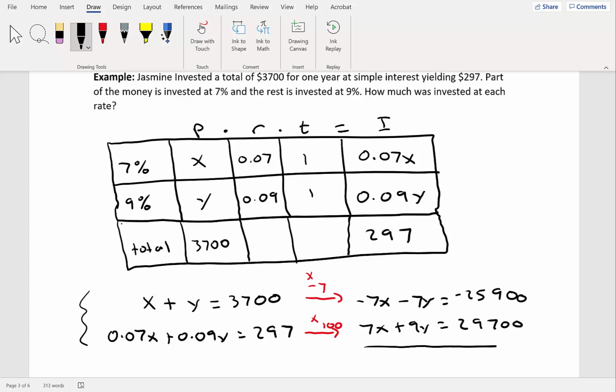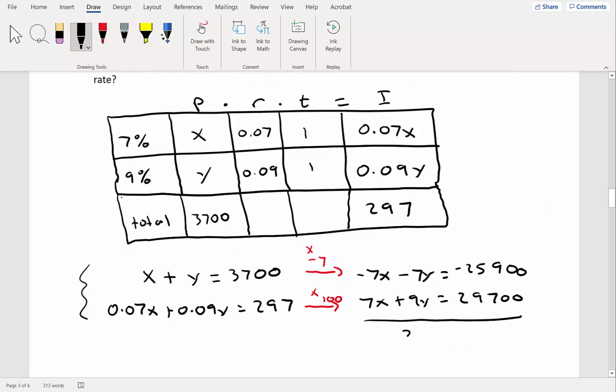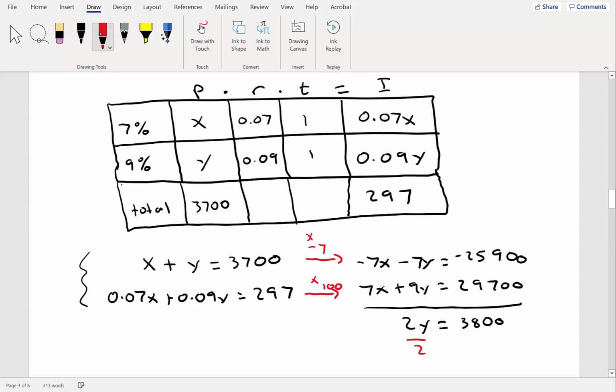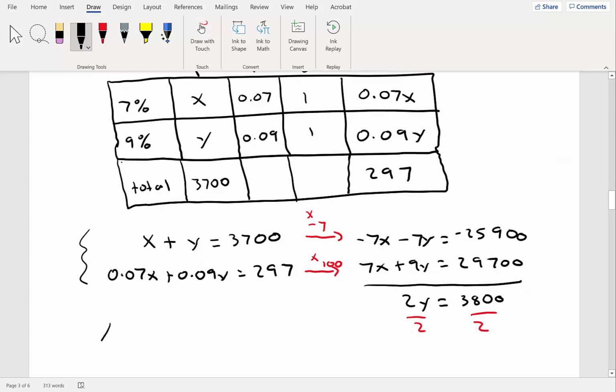Now let's add the equations together. The x's cancel out. -7y plus 9y gives me 2y, and that is equal to... let's go ahead and subtract these. Okay, I get 3,800. Now let's get our y completely by itself. So let's divide both sides by 2. We get y is equal to 1,900.